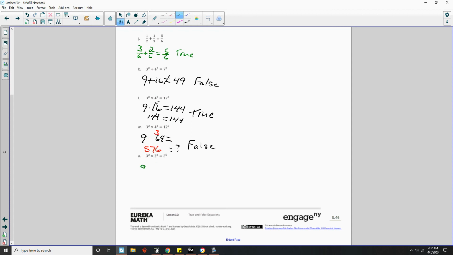3 squared is 9. Times 3 cubed, which is 27. Equals 3 to the 5th. Well, 3 times 3 is 9, times 3 is 27, times 3 is 81, times 3 is 243. 9 times 7 is 63, 9 times 2 is 18, plus 6 is 24, and those are true. That is a true statement.